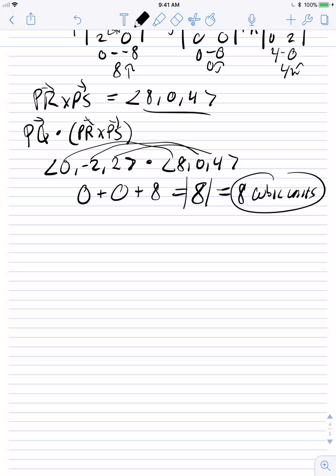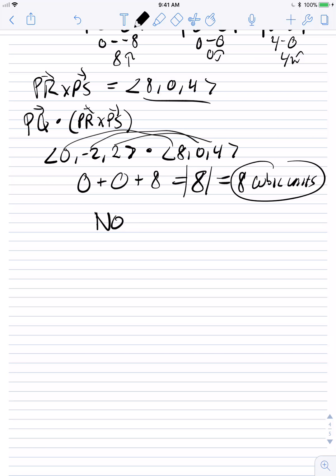And because we got a value that is not 0, then we know that this is not coplanar, as they are not on the same plane.